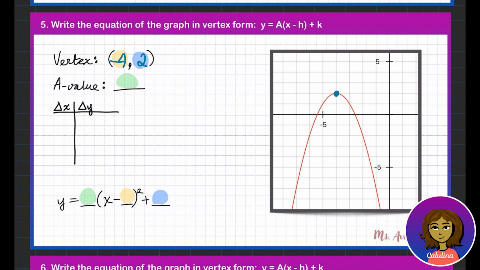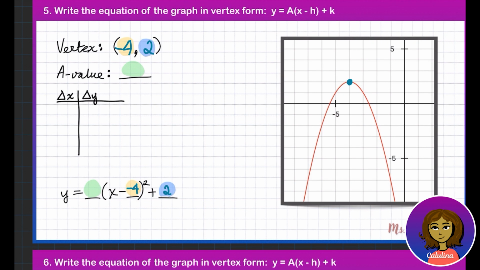Okay. Well, you're going to put the negative 4 in the yellow spot, and then you put the 2 where the blue is. But the negative 4 and that other negative, those two will cancel out and become a positive.